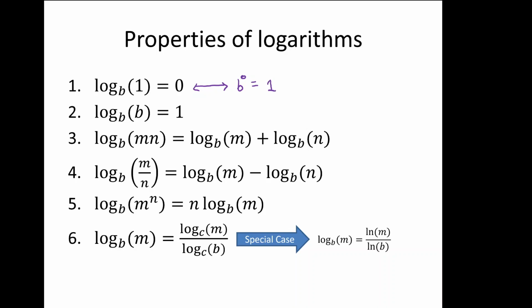So something to the 0 is equal to 1 is not a shocking statement. Second log property, log base b of b is equal to 1, also not shocking. If we rewrite it in exponential language, it says b to the 1 is equal to b. So like 5 to the power of 1 is equal to 5. Again, not shocking. You can also connect this to the cancellation law.